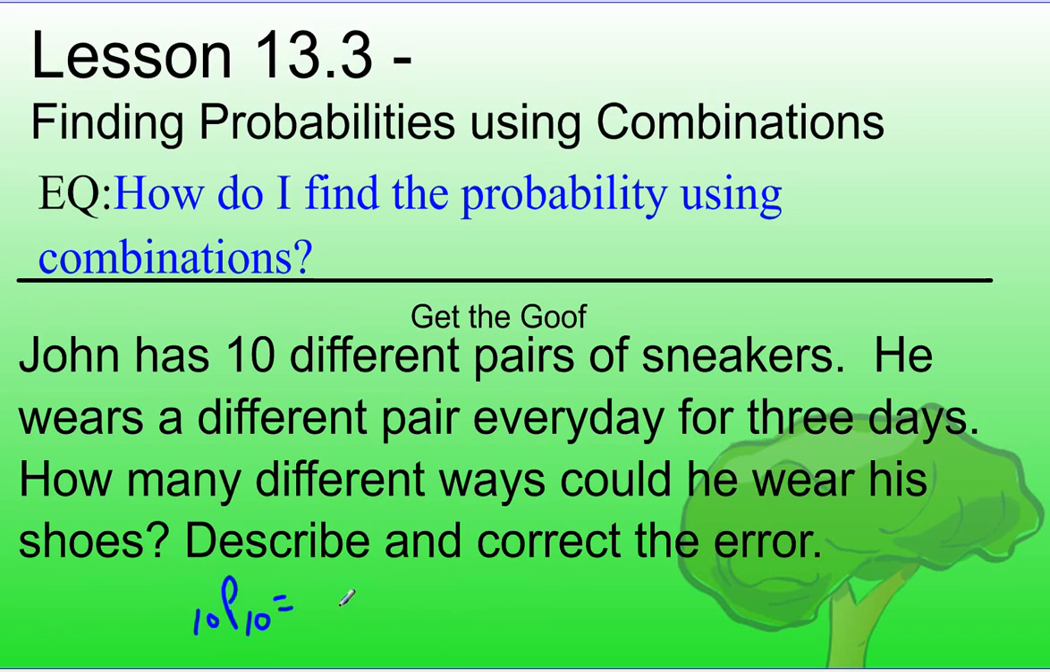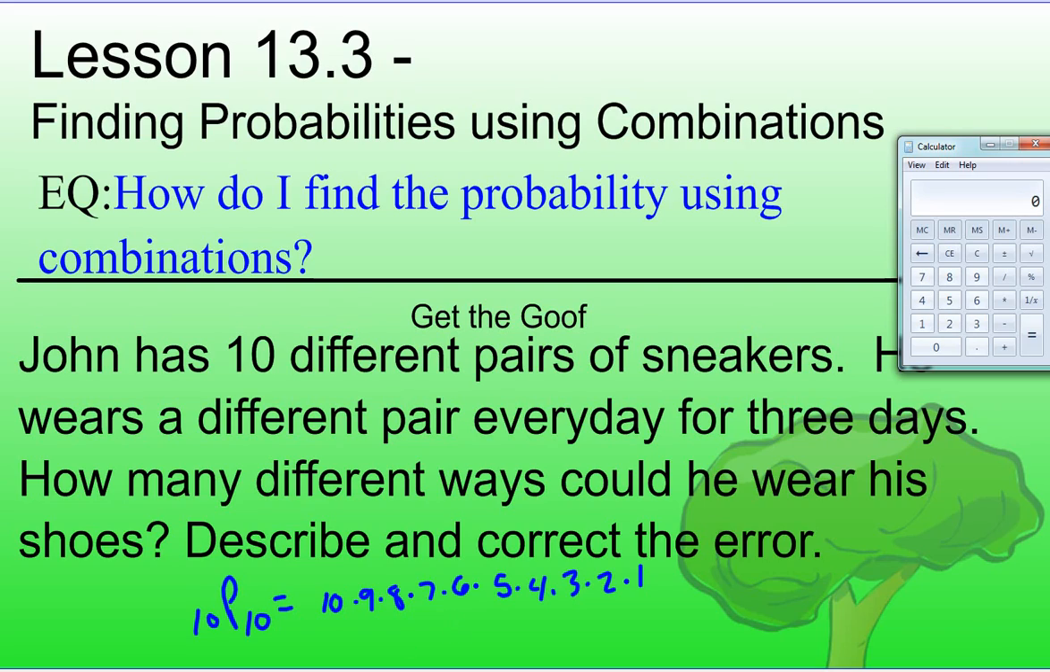So 10 pairs of sneakers, and how many ways could he wear his shoes? 10 permute 10 would be 10 factorial. So 10 times 9 times 8 times 7, 6, 5, 4, 3, 2, 1. And I have no clue what that is. So let's see. 10 times 9 times 8 times 7 times 6 times 5 times 4 times 3 times 2 times 1 equals 5,637,600.